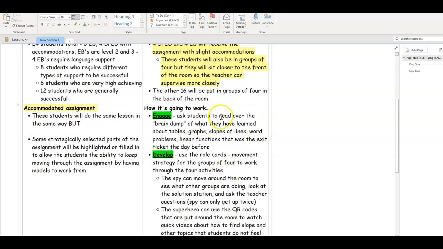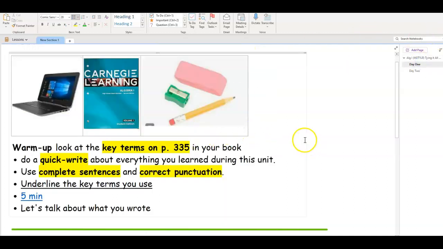So our engage, the students are going to be asked to do a brain dump, and let me just go ahead and go to day 1. So the students will come in, they see what they need for the day. They're going to do a quick write about everything that they learned, and we're going to be using the key terms on page 335 to scaffold it and support it. So hopefully those key terms would help them get started and work through it. That is, of course, the same page as the unit review. I would not draw their attention to it, but hopefully they would see it.